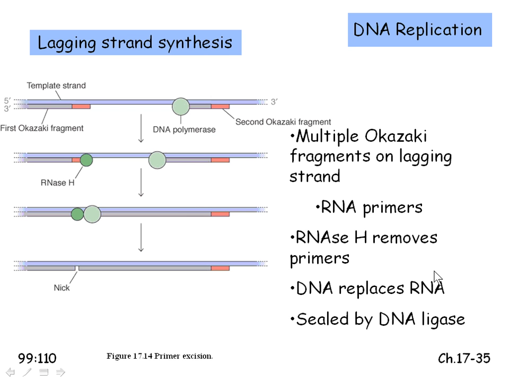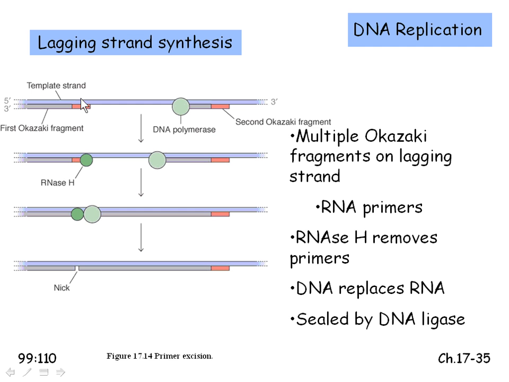Now, from that picture that we just looked at, obviously, on the lagging strand, there's going to be multiple Okazaki fragments present, and lots of strands of short bits of DNA that are not connected with each other. And there are going to be RNA primers that need to be removed as well before the DNA can be made continuous on this strand. So there's an enzyme called RNase H, which functions to remove these primers.